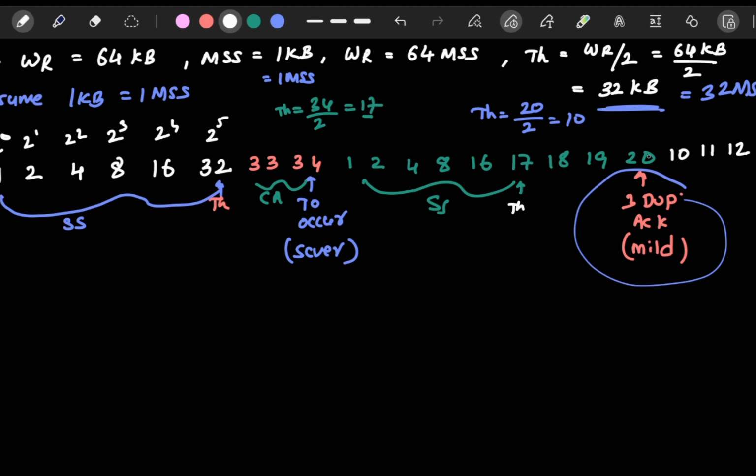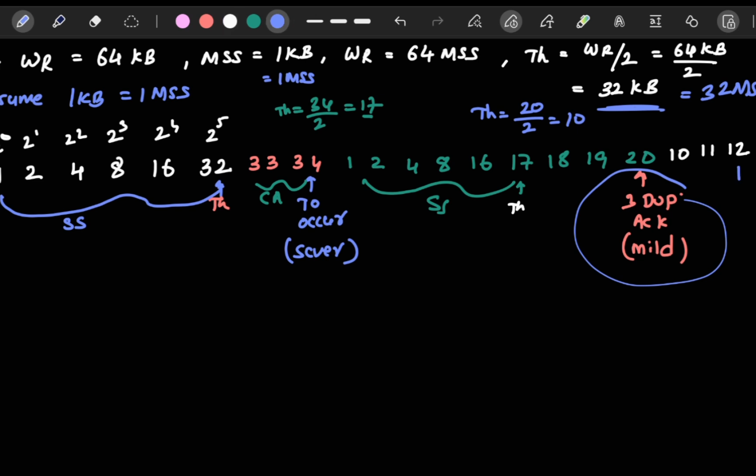Then our algorithm will calculate the new threshold, and that threshold is 10. Then instead of 21, 22, 23, it will start from that new threshold, that is 10, and then it will grow linearly: 10, 11, 12. Like this it will keep growing linearly. Fine.